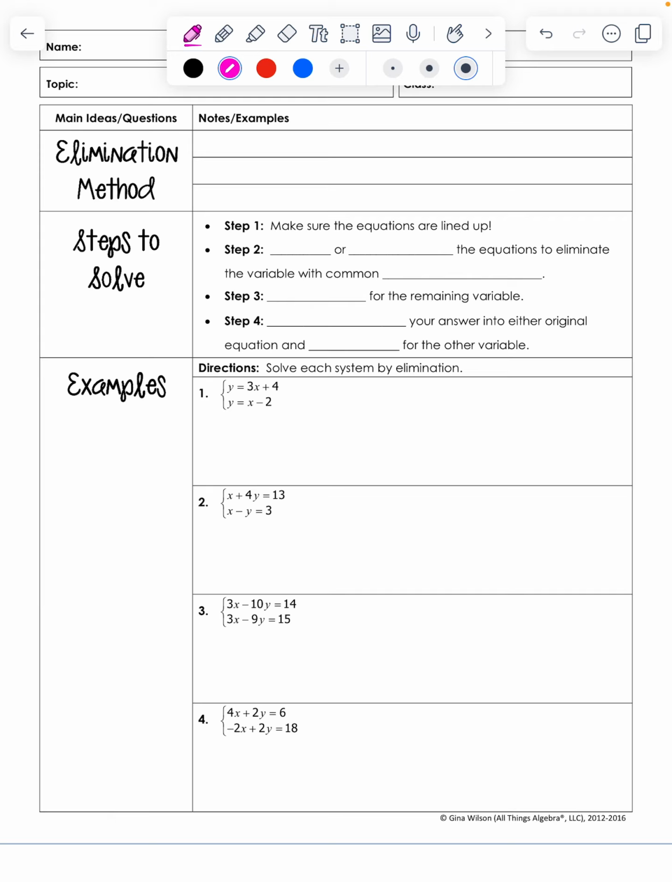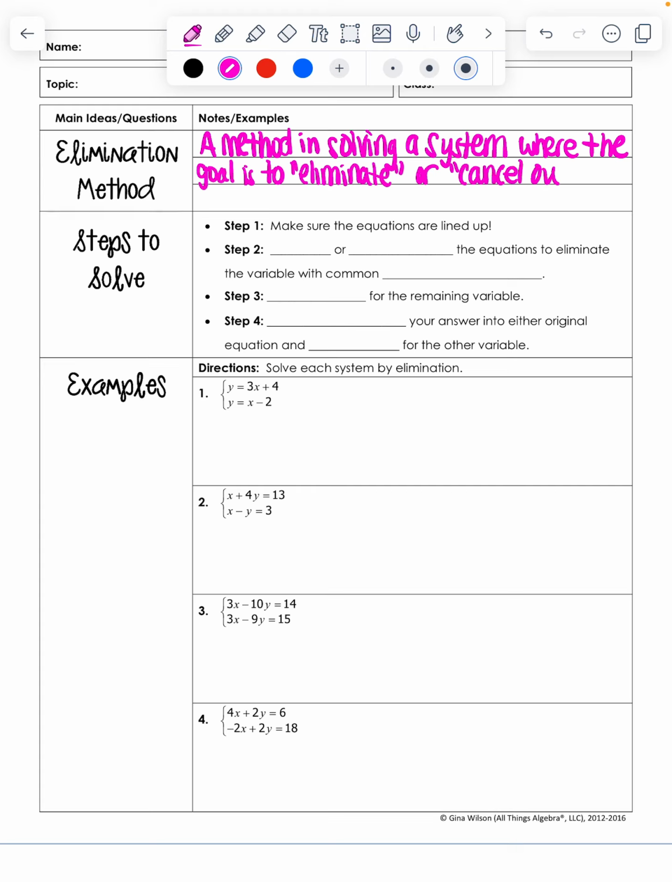The third and final method in solving a system of equations is called elimination. The elimination method is a method in solving a system of equations, which I'm just going to say a system, where the goal is to eliminate or cancel out a variable through adding or subtracting the two equations.